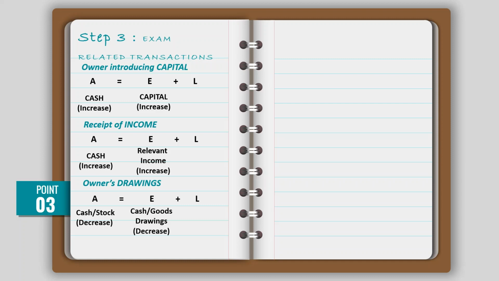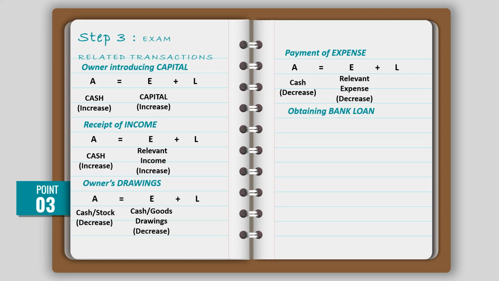Next, payment of expenses. This is the opposite of receipt of income. Equity will decrease as per the rule we studied. Therefore, because equity decreases, asset will decrease by the amount paid by cash. Therefore, under asset category, cash will be decreased. Next, obtaining of bank loan. You all know that bank loan is a long-term borrowing from outsiders. Therefore, liability will increase. Due to liability increase, asset also will increase by the amount of cash received from outsiders.